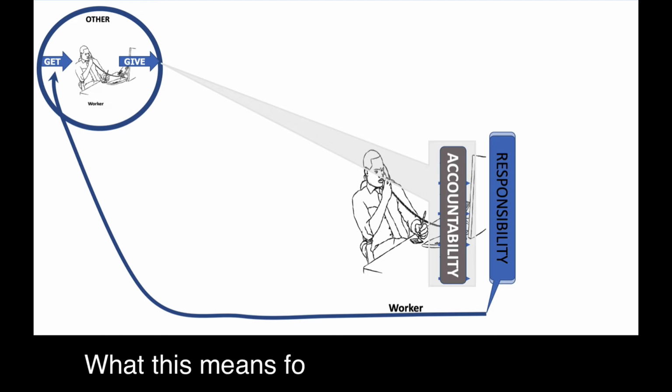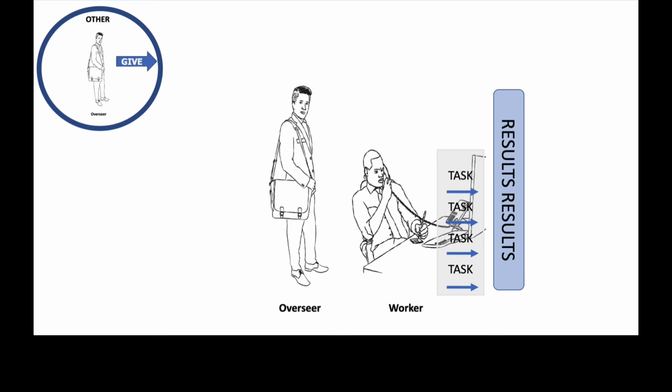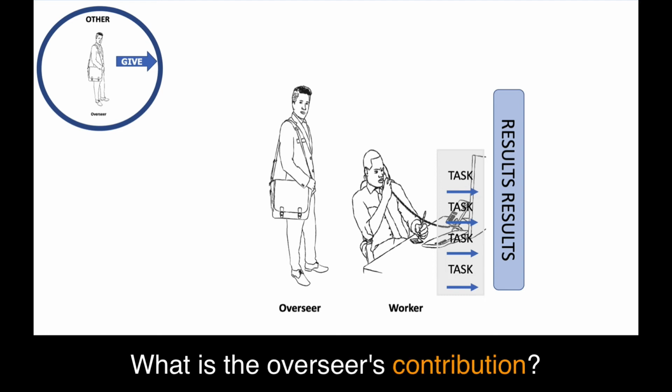Let's assume this worker reports to a supervisor or an overseer. And the first question is, is there a result that's concerned with what the overseer does? And yes, there normally would be, and that result would be a bigger one than the worker's result because it will be a cumulative result of all the workers in his area. The issue is, what does the overseer himself give with regard to those results?